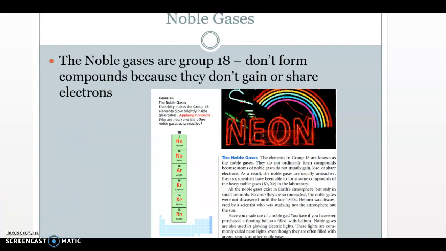Okay, so group 18, noble gases. Noble gases have 8 electrons. Remember when I said 8 is that magic number? Well, there you go. They've got 8, which means they don't want to mix with anything. They don't gain or share electrons. You're not going to find these in compounds, hardly ever. They are called noble because a long time ago, nobility didn't mix with anything else. They just kept to themselves, which is what noble gases do. They don't mix with other things.